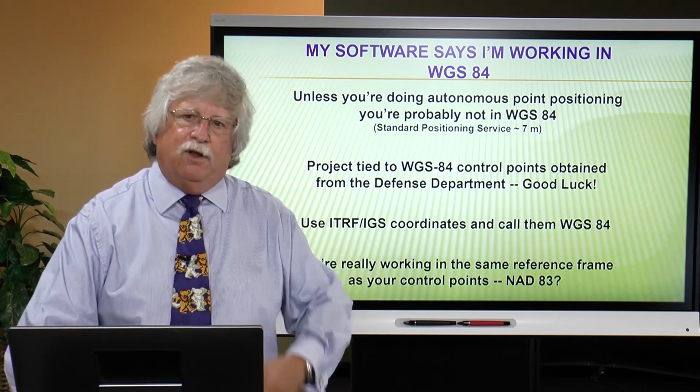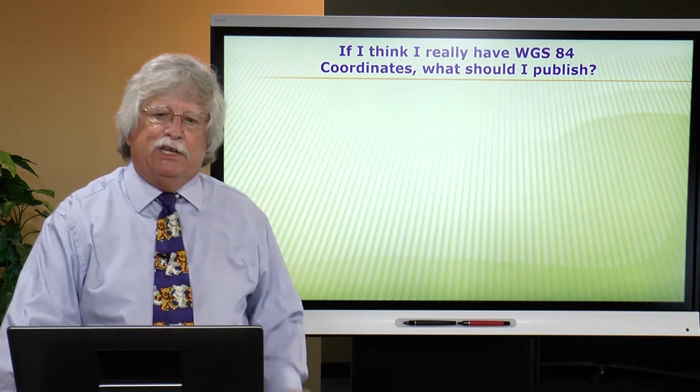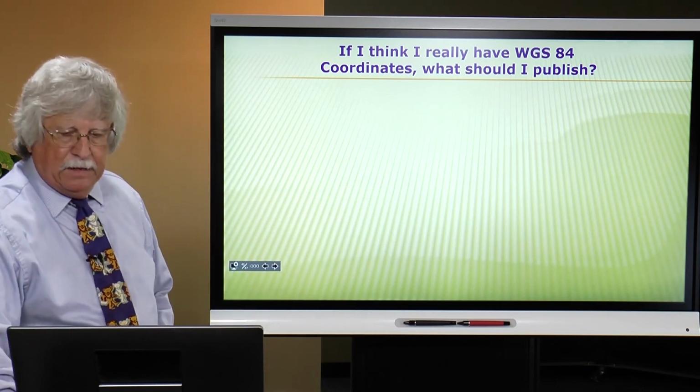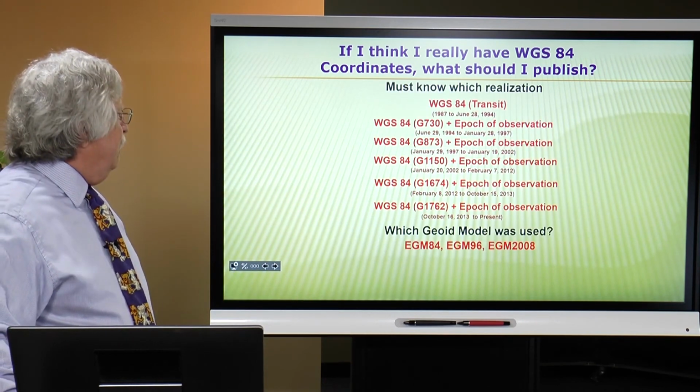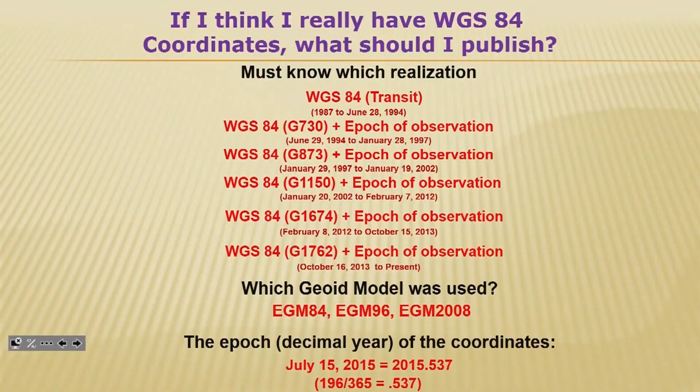If you do have WGS 84, then you need to be able to provide the iterations of the various metadata. So the epoch of the observation, the realization, so these are critically important elements.